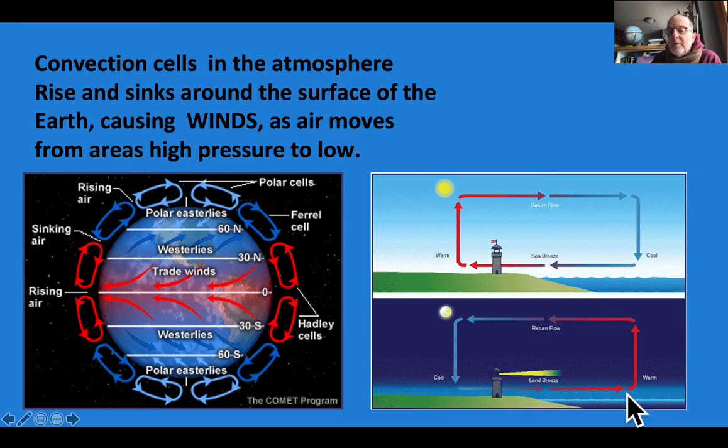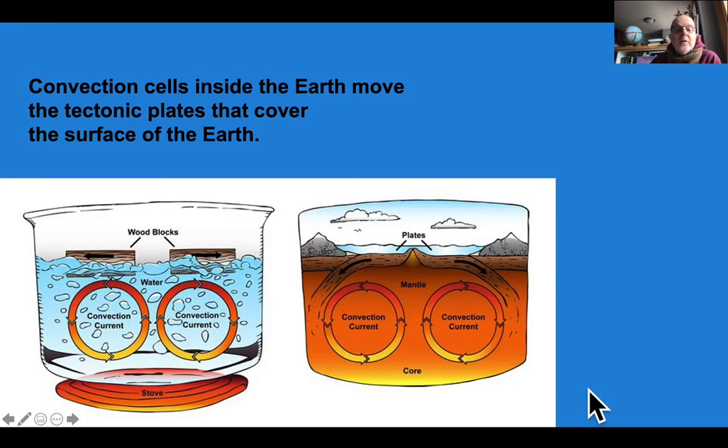And so air rises, in this case, from the ocean up, sinking on the land, creating a cool breeze that blows offshore. These are convection cells in relation to wind. And here on the right, we see how convection in the upper mantle and asthenosphere of the Earth actually move the plates that cover the surface of the Earth.